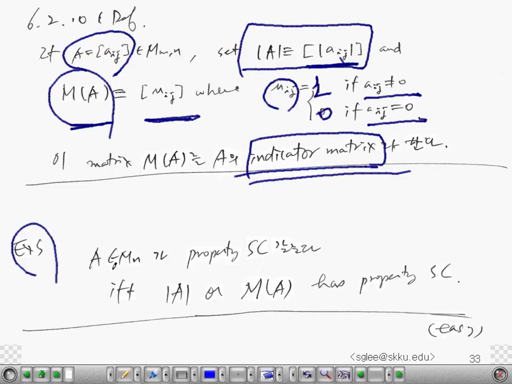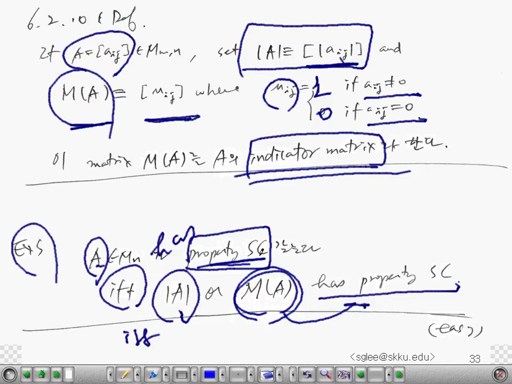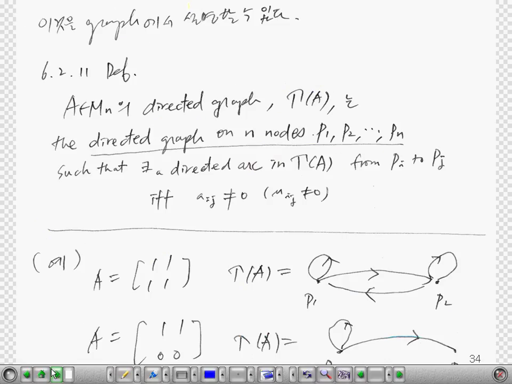Then, A has a property SC if and only if the absolute value of A has a property SC, and also if and only if M(A) has property SC. The same. M(A) has a property SC if and only if A has a property SC. Okay? So if we have a matrix A, then we can think about a new matrix M(A), the indicator matrix, to figure out the invertibility of the given matrix A. There is some graphical interpretation and explanation of those, and let's think about a new definition.